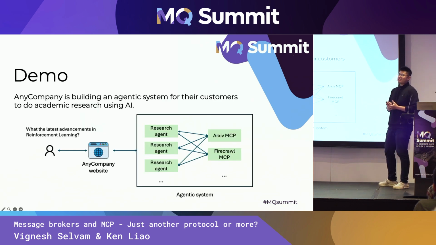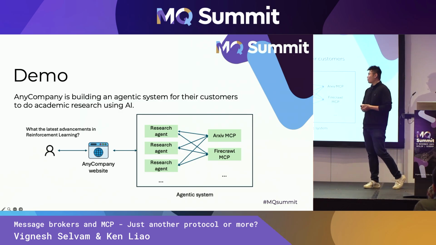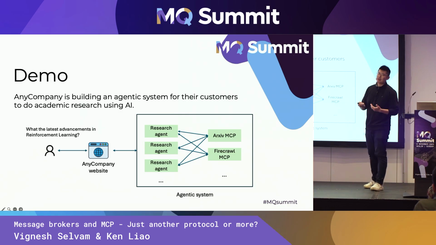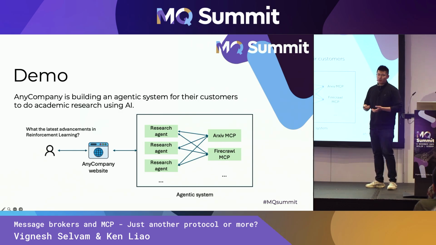So to further demonstrate these ideas, let's imagine a company called Any Company. It's building an agentic system for their customer, and basically their use case is I want my customer to do academic research. It's like this chatbot, one of those chatbot startups. The users basically just go onto their UI, ask questions, and then the back end of this system will spawn an agent with each of the requests, and then a whole bunch of MCP servers.